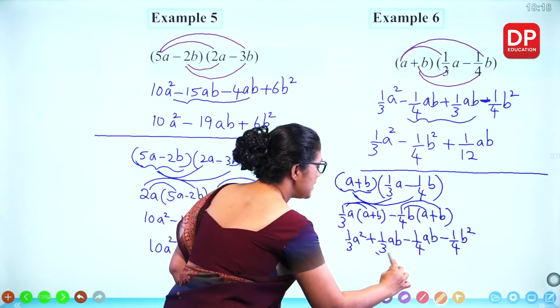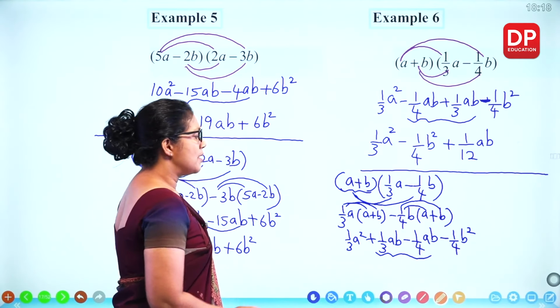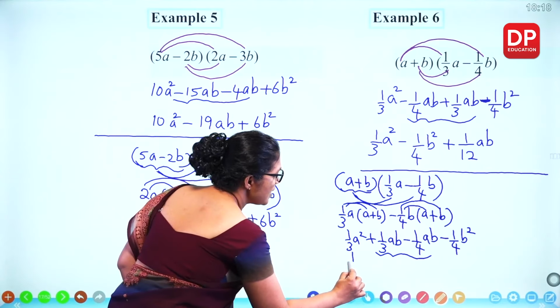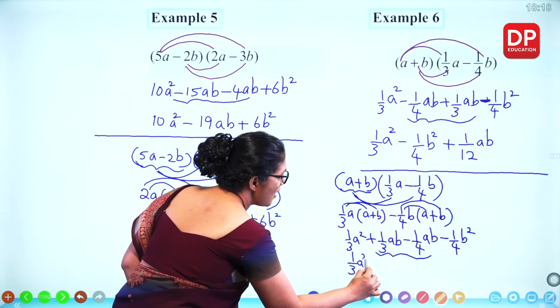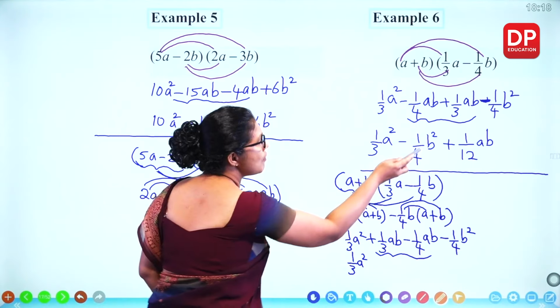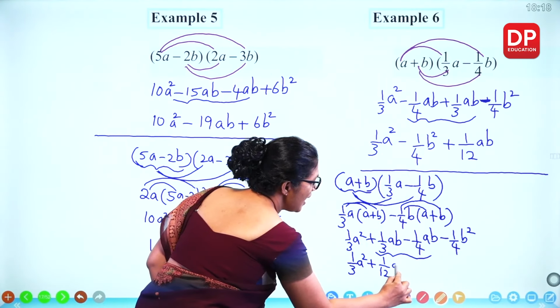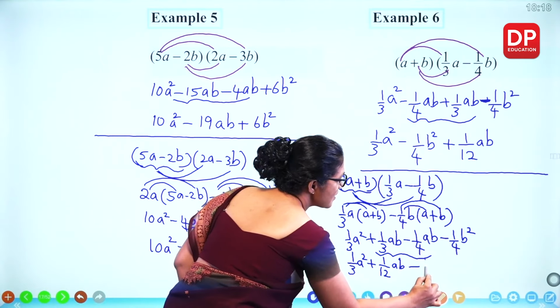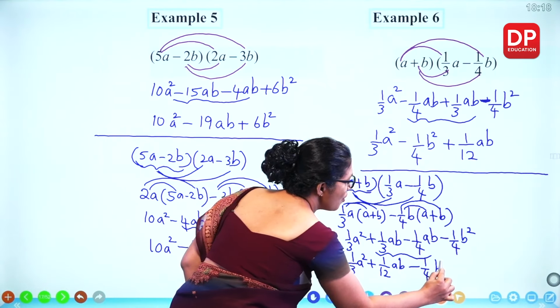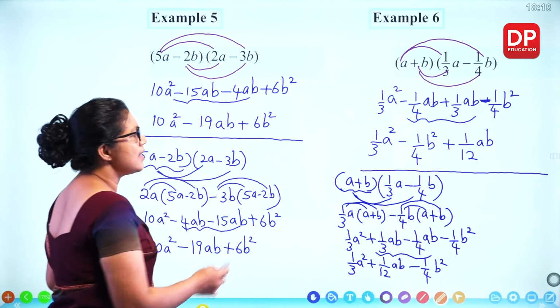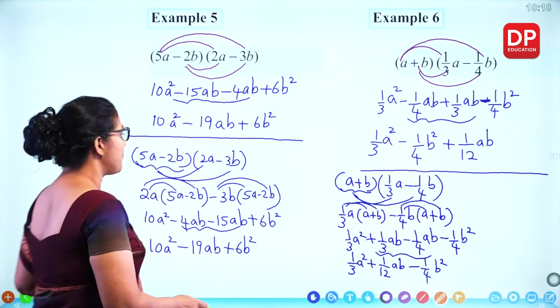Now we know we did the addition of fractions. You can write as 1/3 A squared, and this one we found before, that's plus 1 over 12 AB, and the last term is 1 over 4 B squared. So you are getting the same answer.